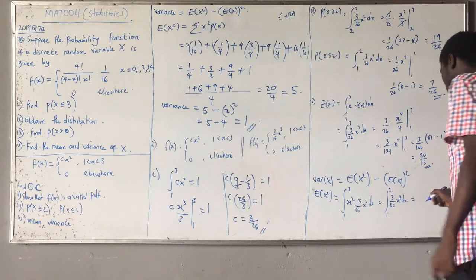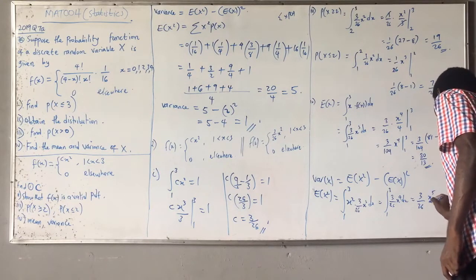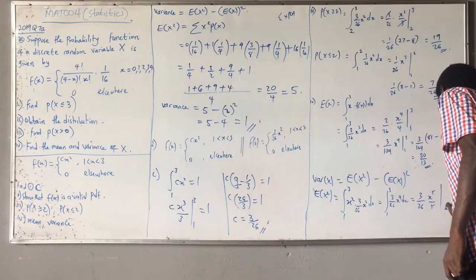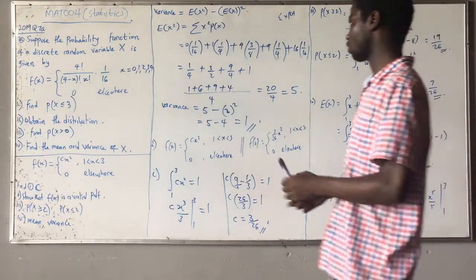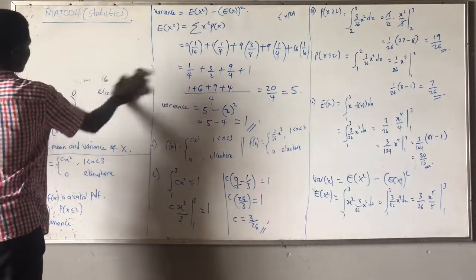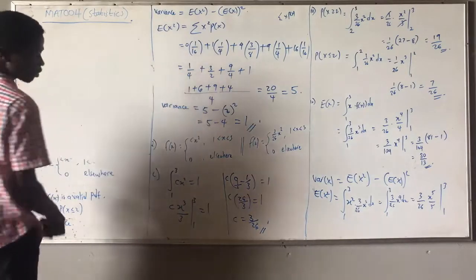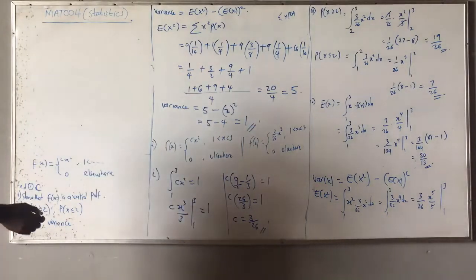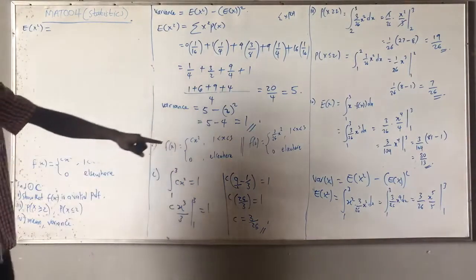If we integrate this, you have 3 over 26 x raised to power 5 over 5, then from 1 to 3. That is what you have. Now to finish this question, E of x squared will be equal to what?